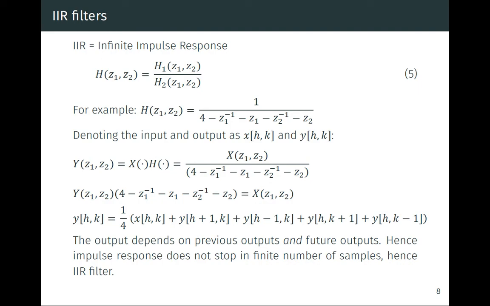So remember, if you have the IIR filter, the trick here is to multiply both the numerator and denominator by this quantity here, and you're fine.